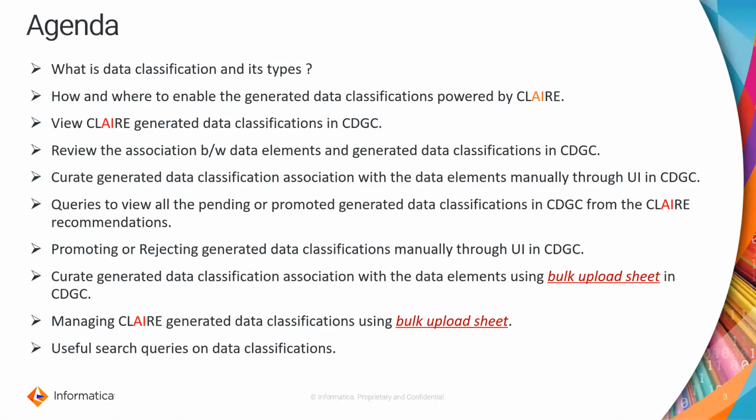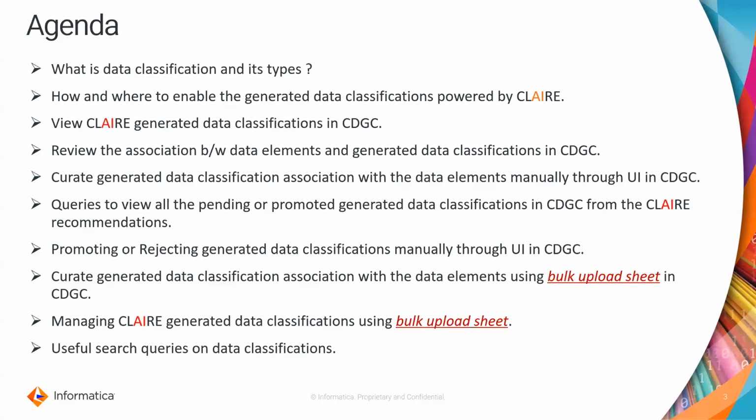Once the scan is completed, we can see where and how these results look. And then we'll move on to the Cloud Data Governance and Catalog service. There we will review the results. Once we review the results, we'll talk about the association between the data elements with the generated data classifications. And we will see multiple ways of curating the association between the data elements and generated data classifications.